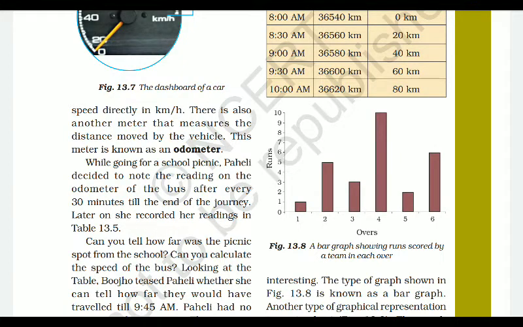While going for a school picnic, Paheli decided to note down the reading on the odometer of the bus after every 30 minutes. Till the end of the journey, and later at the school, she recorded her readings in Table 13.5. Can you tell how far the picnic spot is from the school? And can you calculate the speed of the bus by looking at the table?